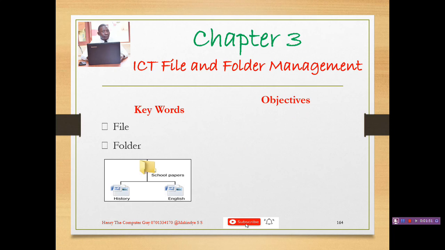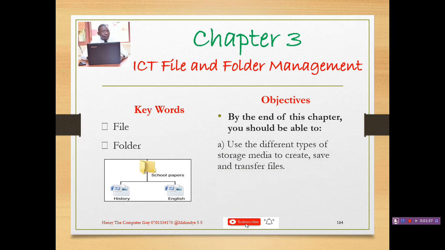So let's look at the objectives. What do we need to know in this chapter? They're telling us that by the end of this chapter, you should be able to use the different types of storage media to create, save, and transfer data. For example, you have a hard disk, a flash disk, a CD, a DVD. So you must be able to use them to create files, to save files there, and to transfer files from one location to another or from one computer to another.